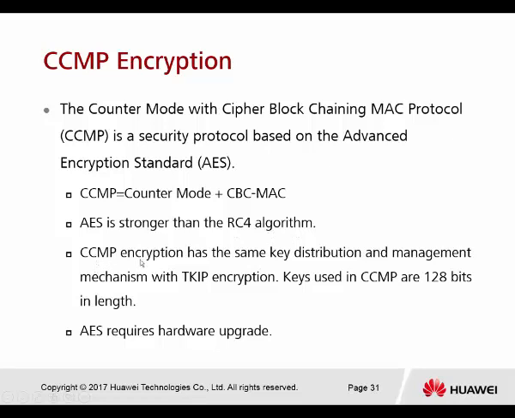CCMP encryption has the same key distribution and management mechanism as TKIP. So it looks like TKIP and CCMP have the same level of encryption, using the same key distribution. The key used in CCMP is 128 bits in length. It's longer. AES requires a hardware upgrade.